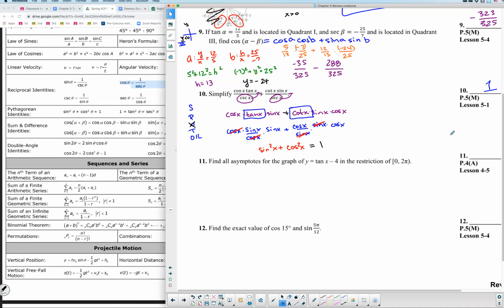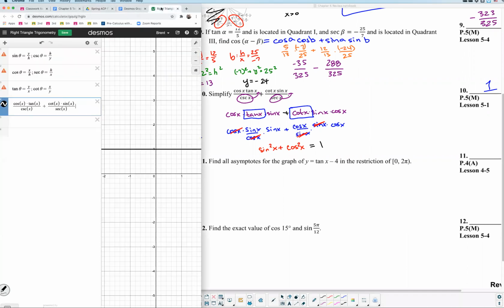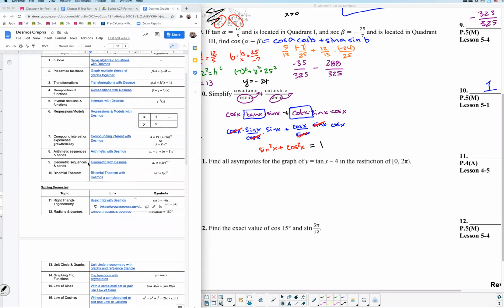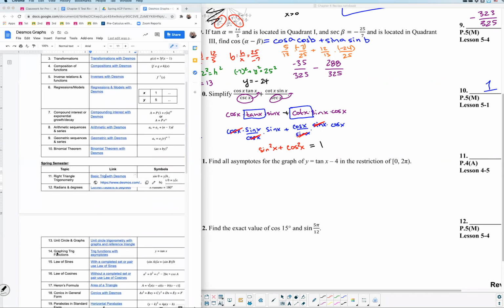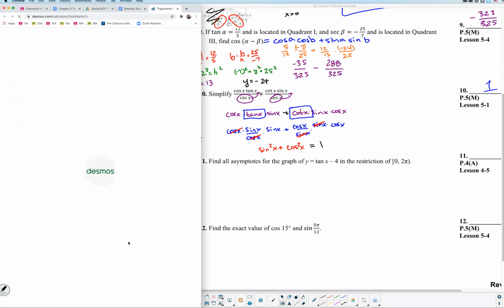All right, lesson number 11. Find all asymptotes for the graph. Now, this was a 3-step problem from lesson 4.5, where you could look back at those steps if you wanted to. But I also created a calculator to try to figure this out. So I'm going to close this Desmos and open up the one called Graphing Trig Functions, functions with asymptotes in particular.